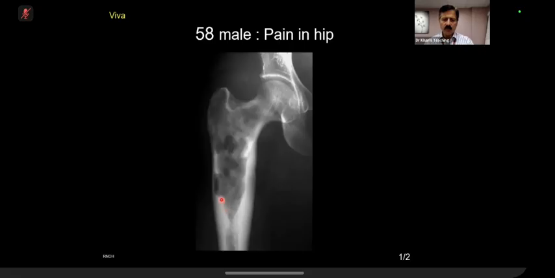Our criteria is if the endosteal scalloping is more than 2/3 of the thickness of the cortex, then it is taken as a sign of malignancy. Another criteria: if the scalloping is more than 2/3 of the length of the lesion, you see this is the length of the lesion. Of course in this case all of this is scalloping, here there is less scalloping, here there is more scalloping, so this is a development of a chondrosarcoma.